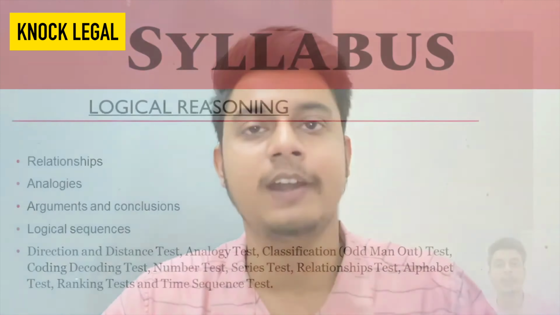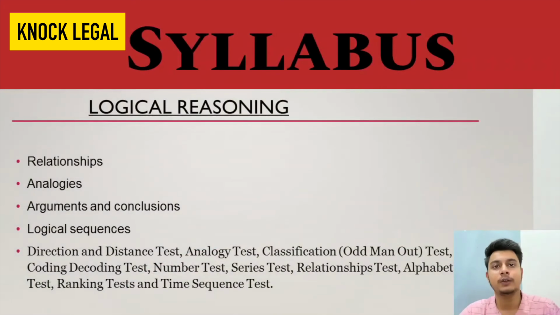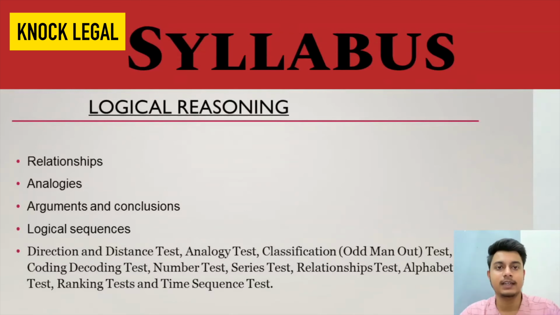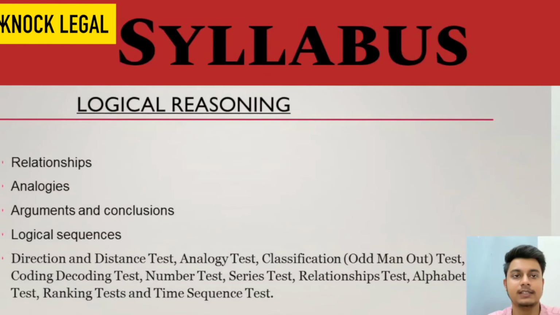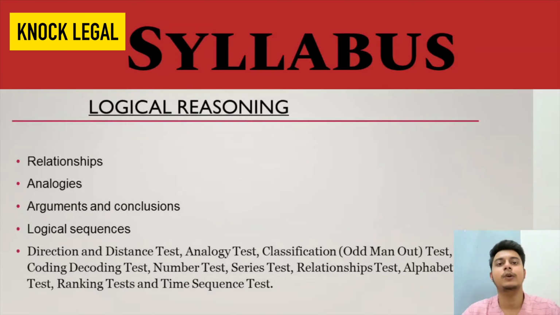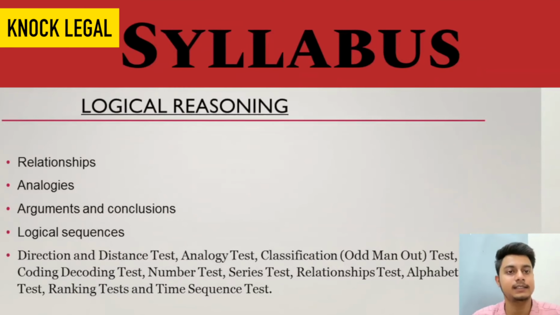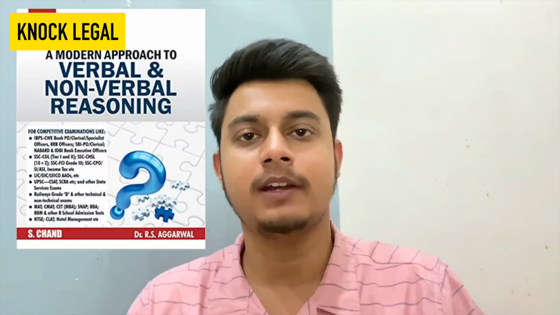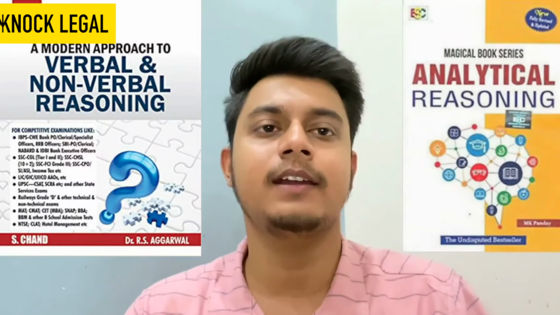And the next and the fourth section is logical reasoning. It tests your IQ by asking questions about relationships, analogies, arguments and conclusions, logical sequences, direction and distance test, analogy test, classification like odd man out test, coding decoding test, number test, series test, relationship test, alphabet test, ranking test, and time sequence test. For practicing logical reasoning, you can buy Verbal and Non-Verbal Reasoning by S. Chand, Analytical Reasoning by M.K. Pandey.